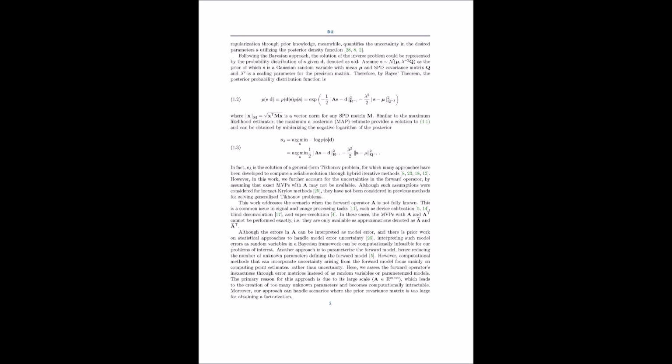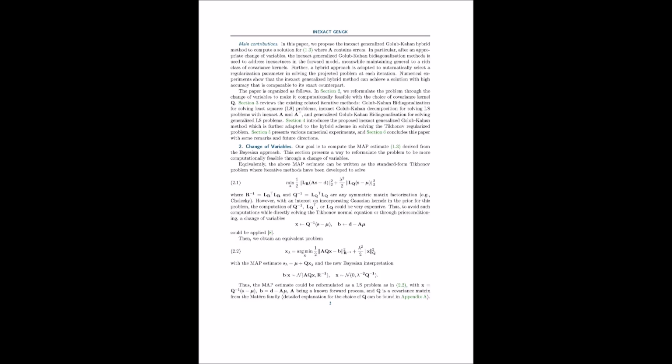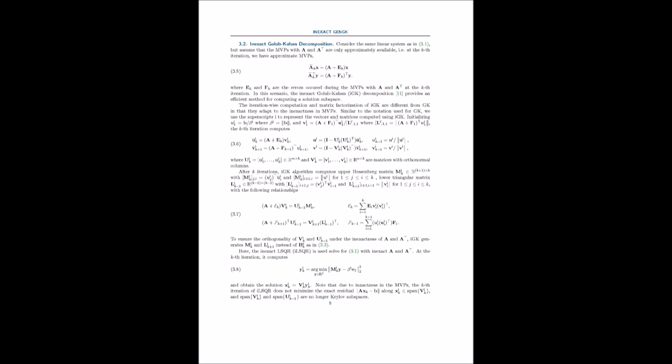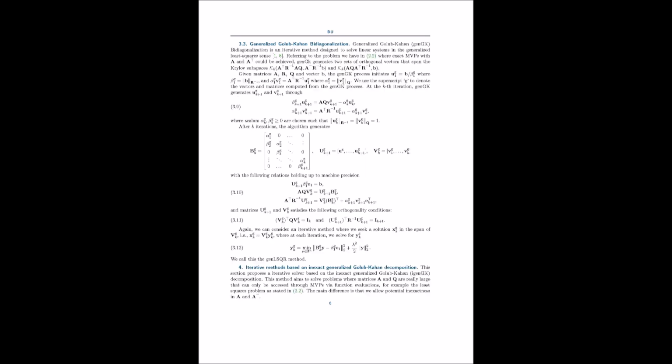And the regularization is controlled by a parameter, right? Yeah, exactly. The parameter adjusts the strength of the regularization. Small means we focus on fitting the data, even if the solution is noisy. Large means we want smoothness, even if we lose some accuracy. So how do we find the best value? That's a great question. The paper suggests a hybrid approach. It combines igenGK with a smart way to pick the parameter at each step.